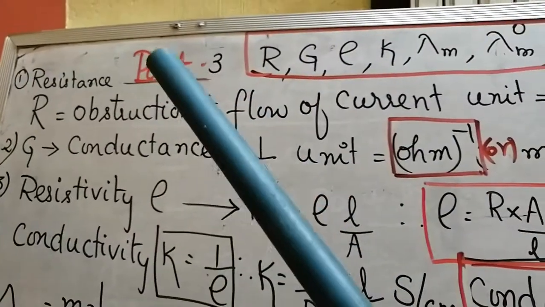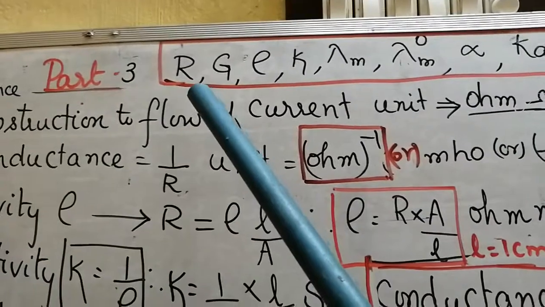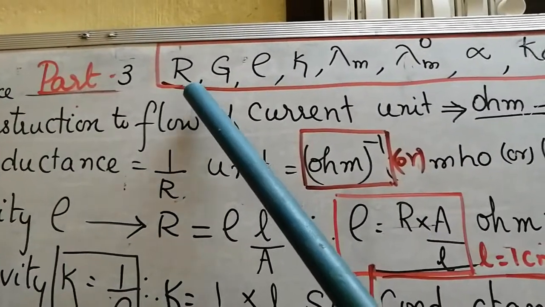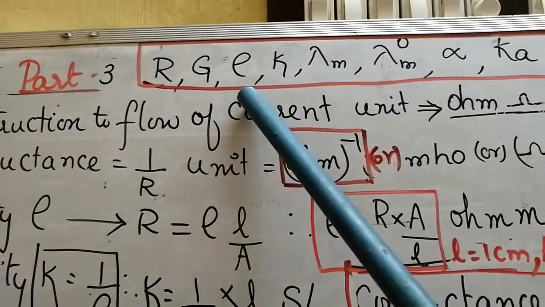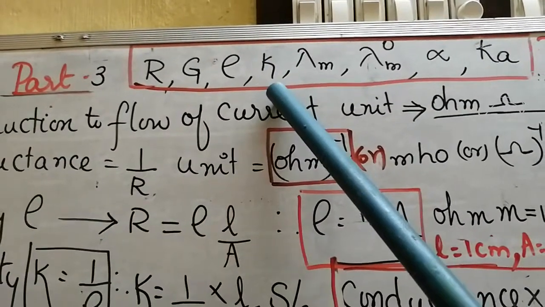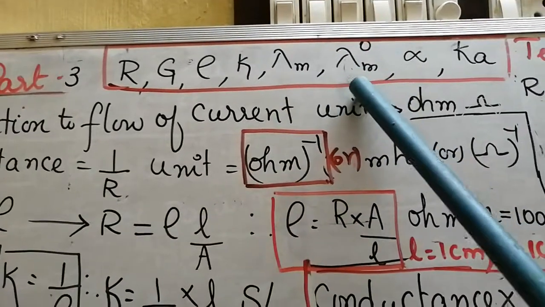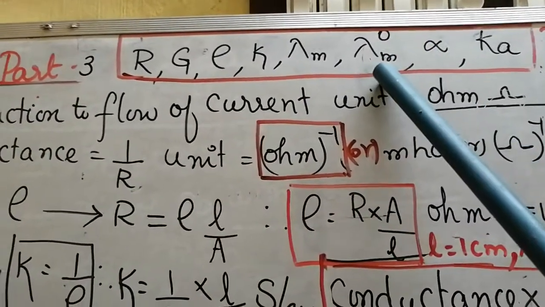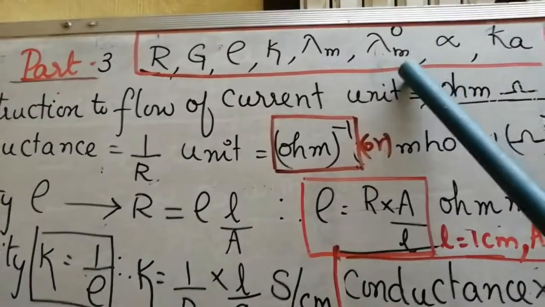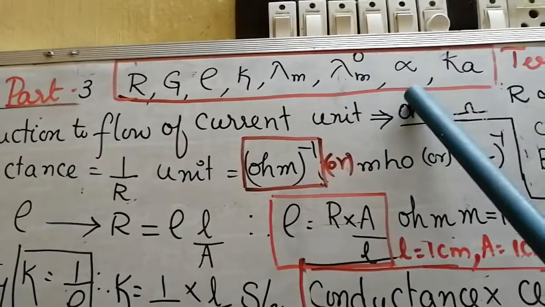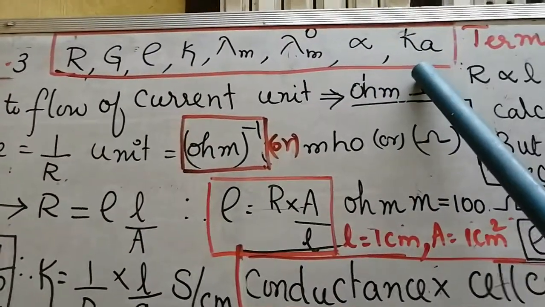Today we are going to see the part 3 video of electrochemistry. We have to learn the following terms: resistance R, conductance G, resistivity rho, conductivity kappa, molar conductivity lambda m, limiting molar conductivity or molar conductivity at infinite dilution lambda m naught, degree of dissociation alpha, Ka dissociation constant.